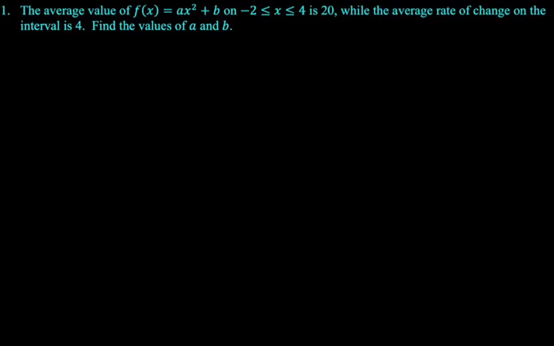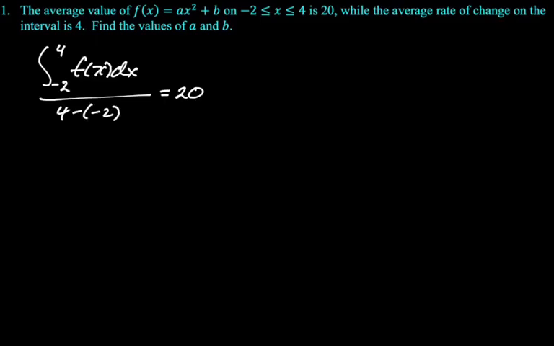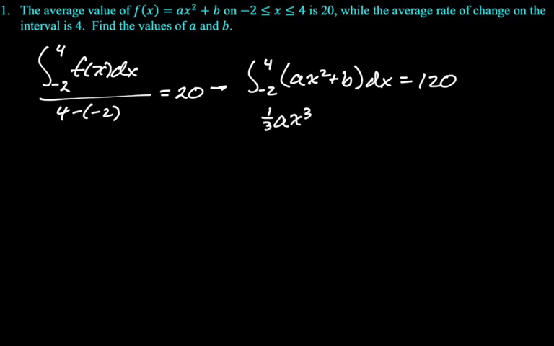Average value is integral over interval, so I'm going to set that up. Our integral from -2 to 4, f of x dx over 4 minus -2, integral over interval is 20. So that's 6, so 120. And then we're just going to integrate. We're going to reverse the power rule all the way through. So we get 1/3 ax cubed plus bx from -2 to 4, and that should be 120.